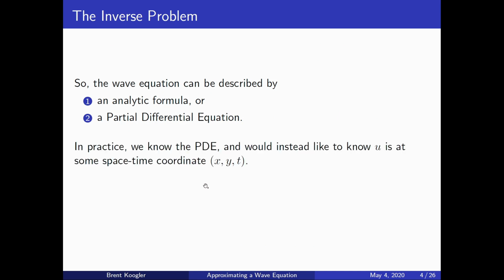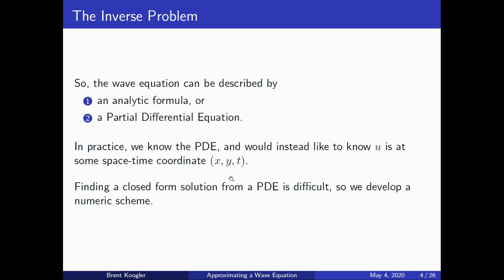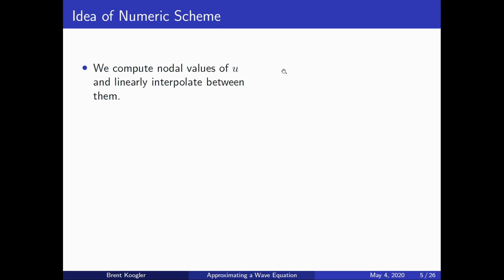Now, the partial differential equation is often known in practice, and we're often just interested in computing the output of the wave equation at some specific x, y, t coordinates, notably where t is bounded within a finite time interval. If this is the case, finding the analytic formula is often really difficult, so approximating the output numerically is quite desirable, and we will end up developing such a numerical approximation scheme. To describe the ideas behind it, we're going to compute values within our space-time domain, and then we're going to linearly interpolate between them.